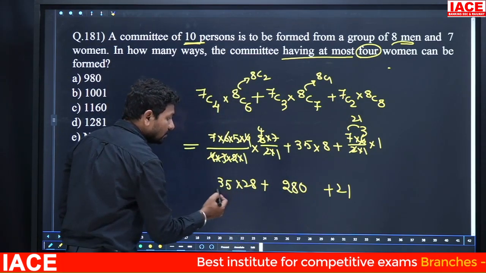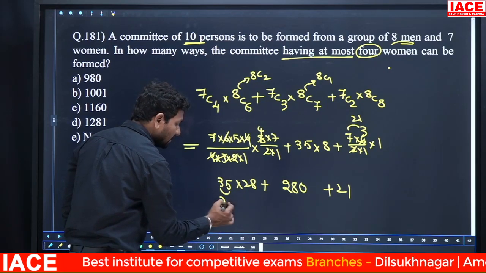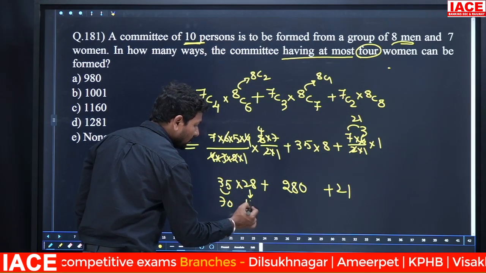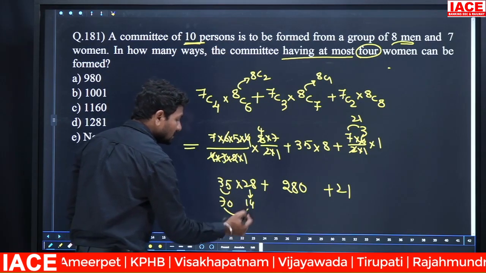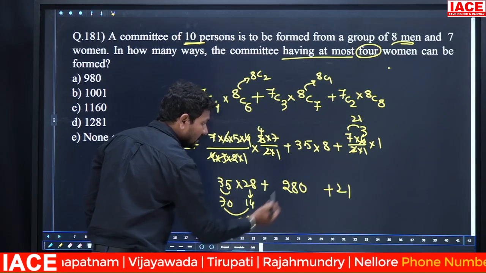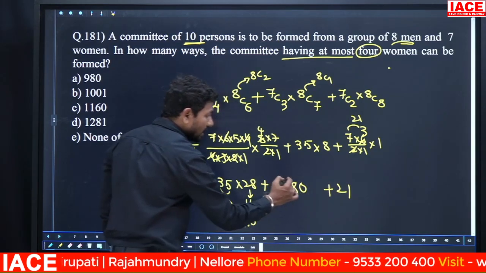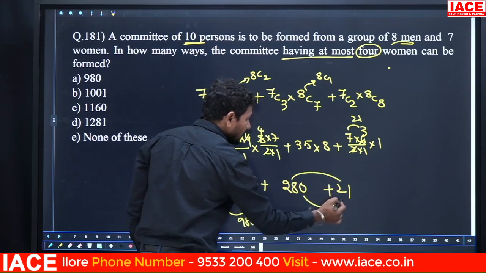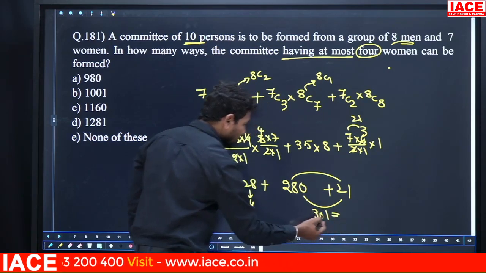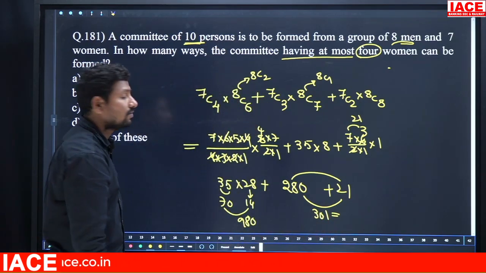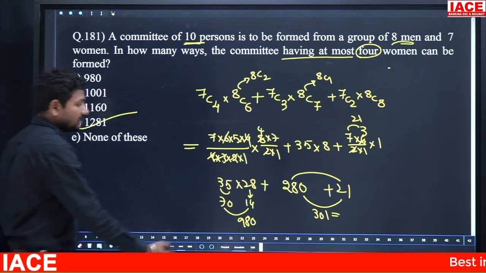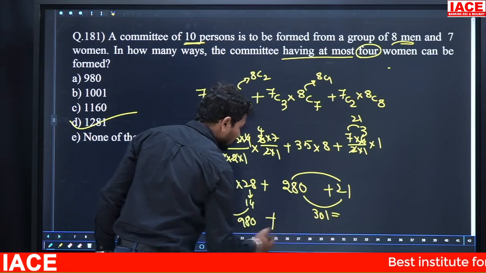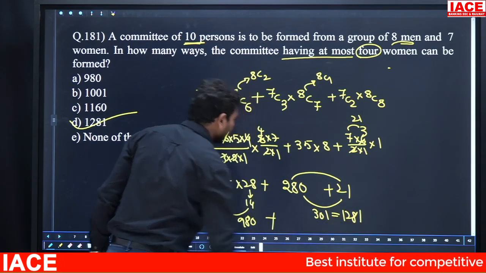And 35 into 28. 35 you can change into 70 and 28 you can change into 14. 28 half value 14, 35 double value 70. 14 sevens is 980. 980 plus 280 plus 21. 280 plus 20, it is 300, so the value is 301. Then 301 added to 980 is equal to 1281. 1281 means option D. This 980 plus 301, both will be added, you will get 1281.